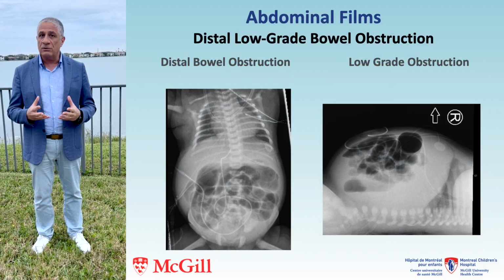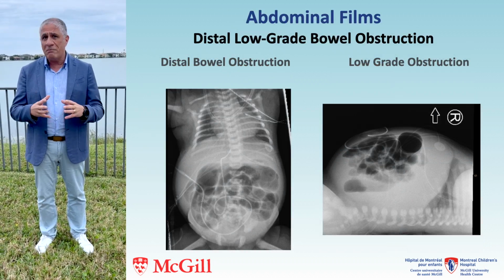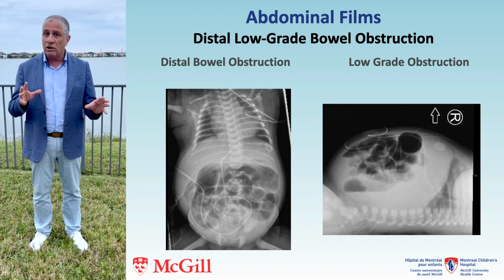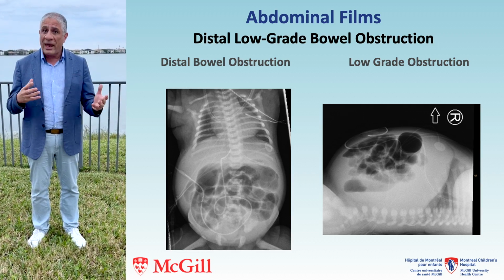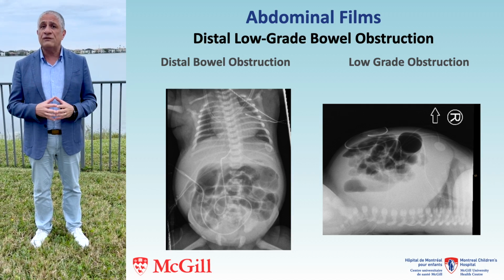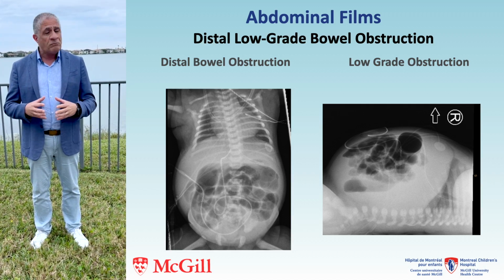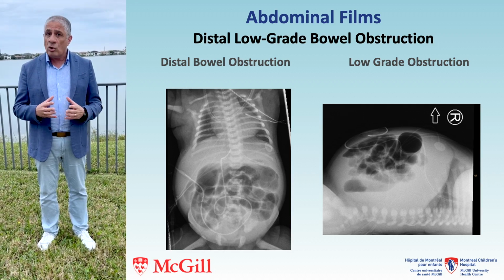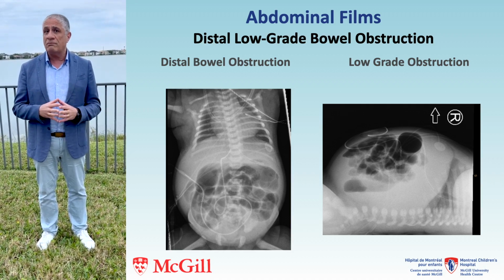When you look at films in a setting of a neonatal bowel obstruction, there are many things to look at, but what is really helpful is to look at it as proximal versus distal, and as low grade versus high grade. So if we look at these films, we see some distended bowel loops, but there are no significant air fluid levels, and it looks very distal. So essentially, it's a distal low grade bowel obstruction.